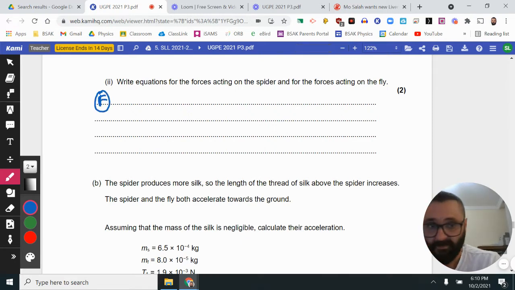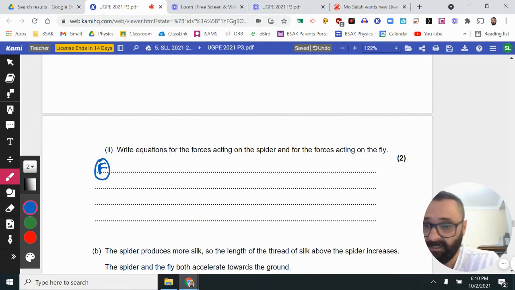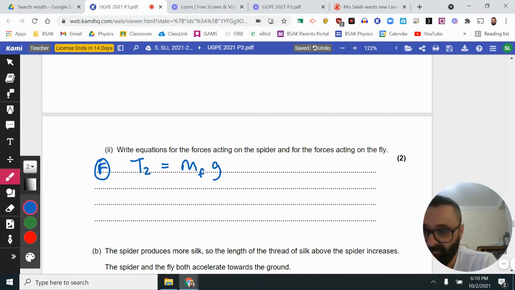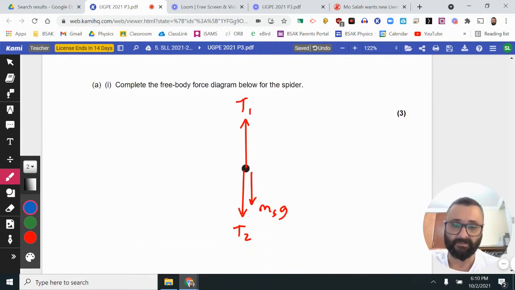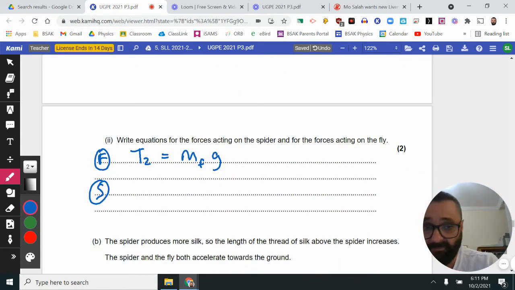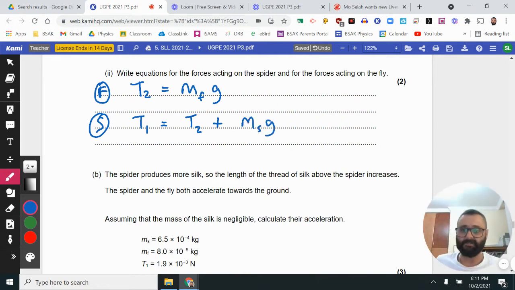For the fly, if you go back to the free body diagram, we've got T2 up, MFG down. So T2 going up has to equal the weight of the fly pulling down. So that's the fly. Now the spider, a bit more complicated. We've got T1 going up and T2 and MSG going down. So again, it's in equilibrium. So T1 equals T2 pulling it down plus MSG, the weight of the spider. Those two equations have to be fulfilled.